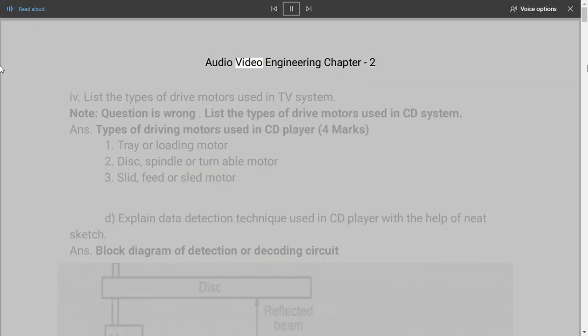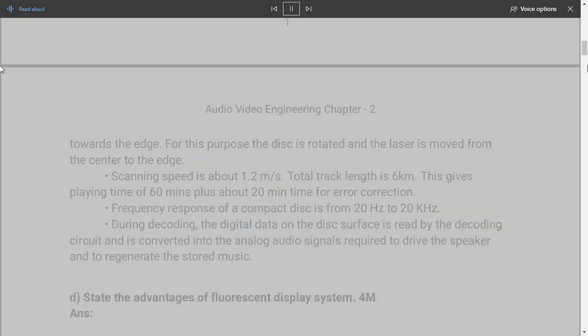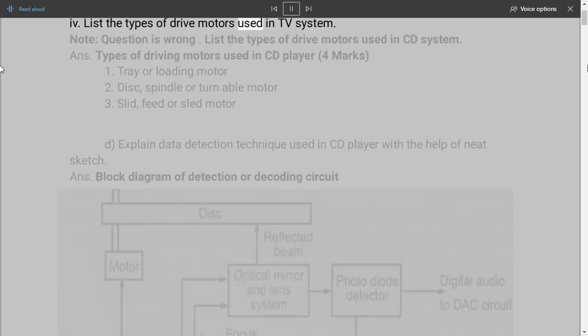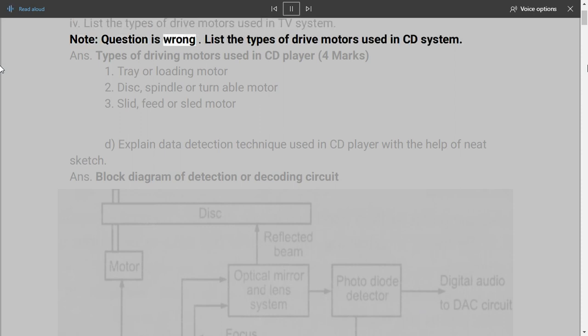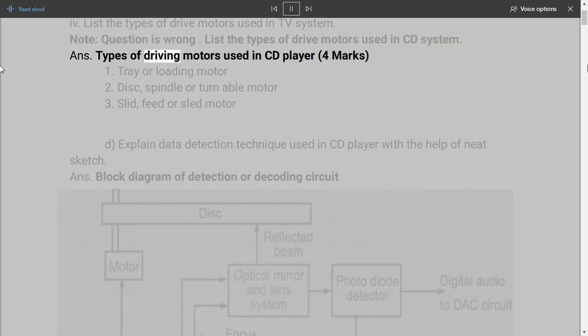Audio Video Engineering Chapter 2. 1. 4. List the types of drive motors used in TV system. Note, the question is wrong. List the types of drive motors used in CD system. Answer: types of driving motors used in CD player, for 4 marks, 1.